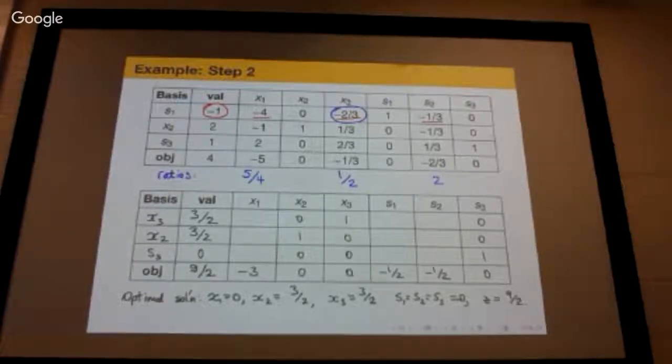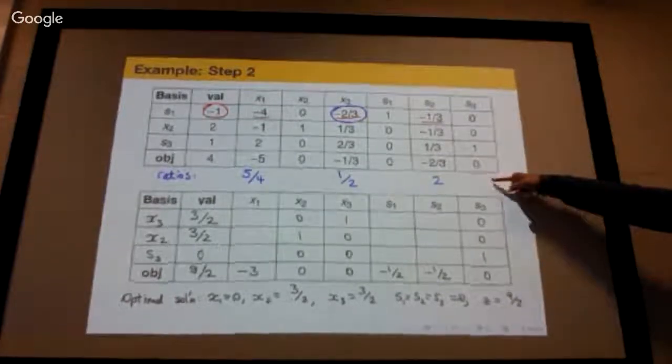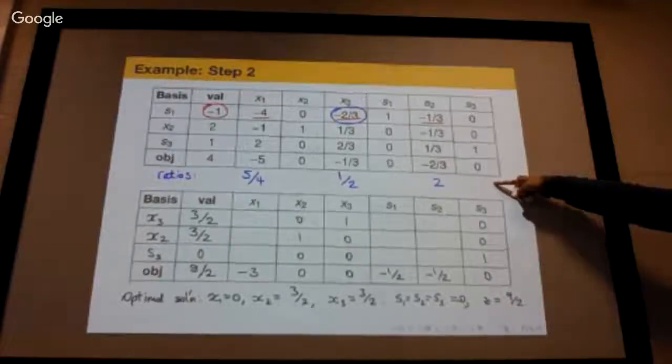Remark number two is what does the ratio test do? What kind of job does it do? Why do we want to take the least ratio there?